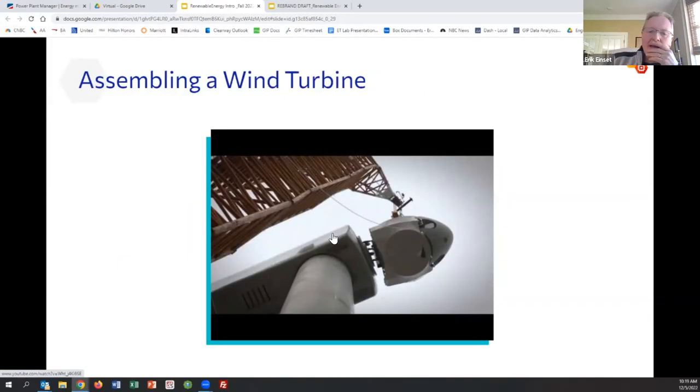So tell you what, I don't want to waste a lot of time showing this video, but needless to say, you need to have big cranes. You need to have very large construction equipment. You have to find places where you can put foundations. You have to be able to lift these nacelles up very high onto the top of a tower. And there's a lot that goes into assembling these wind turbines on land.